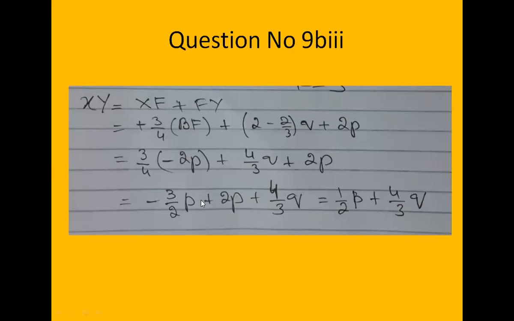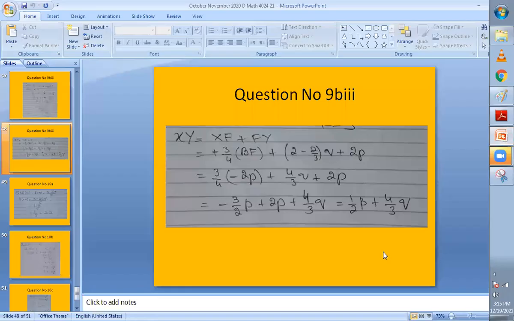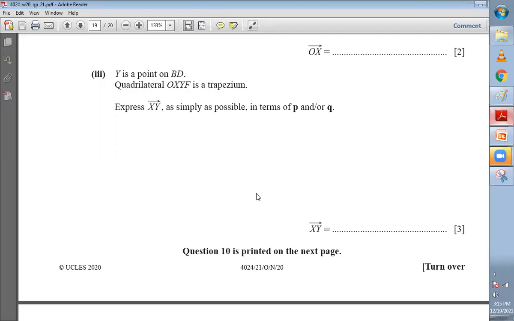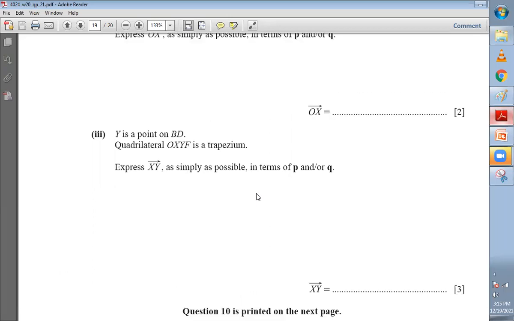In your calculator, because this is paper 2, you can use calculator. Minus 3 divided 2 plus 2 equals to, in the fraction it will be 1 by 2p plus 4 by 3q. So this is how you find the value of the xy. This third part is a star question. I hope you understand, but if you have not understood, please rewind this video and see it again. Try to understand how this third part and the second part have been done.